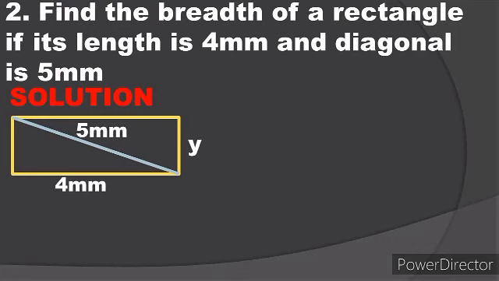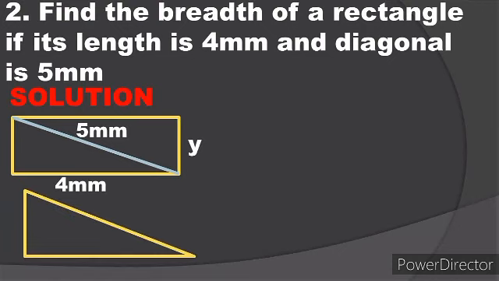Now, from this diagram, I can bring out my right angle triangle. I'm going to carve my right angle triangle out of this, because you can discover that we have two right angle triangles inside this rectangle, and the two right angle triangles are equal, so I will bring one out. Remember that the length is 4 millimeters, so it becomes my adjacent in my right angle triangle, and my breadth will become my opposite because both sides are equal. While the diagonal becomes my hypotenuse, which is 5 millimeters.